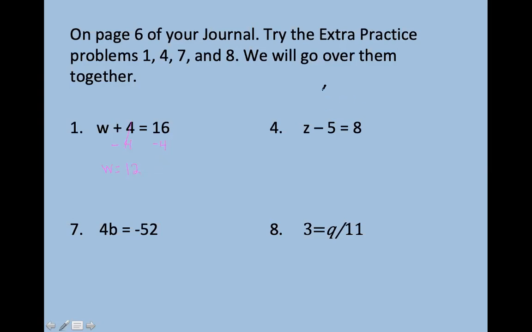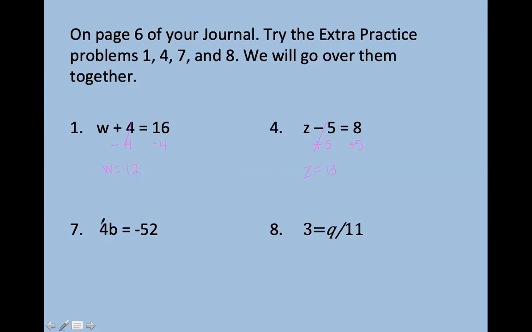All right, let's look at number 4. This time we have a subtraction sign. To undo subtraction, we use the addition property. So we're going to add 5. Remember, it's always the opposite of what's there when we're doing addition and subtraction. So again, I'm going to cross those off so I know they're taken care of, and I have z is equal to 8 plus 5, which is 13. Again, remember, you can plug things in and check your work. Is 13 minus 5 equal to 8? Yes.